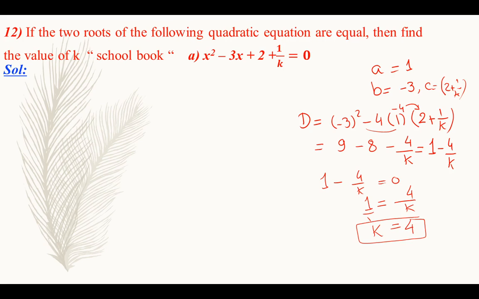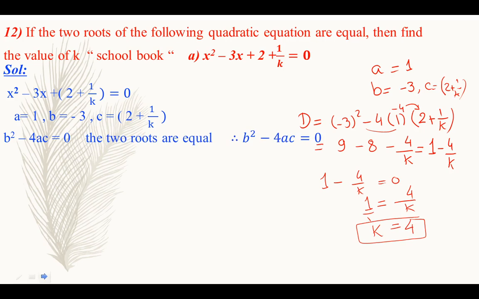Okay? Let's solve it again by using the PowerPoint very quickly. Here we write the quadratic equation in the standard form. Okay? A equals 1, b equals negative 3, c equals 2 plus 1 over k. The discriminant b squared minus 4ac equals 0, because in this example he said that the quadratic equation has two equal roots. The two roots are equal, so the discriminant equals 0.